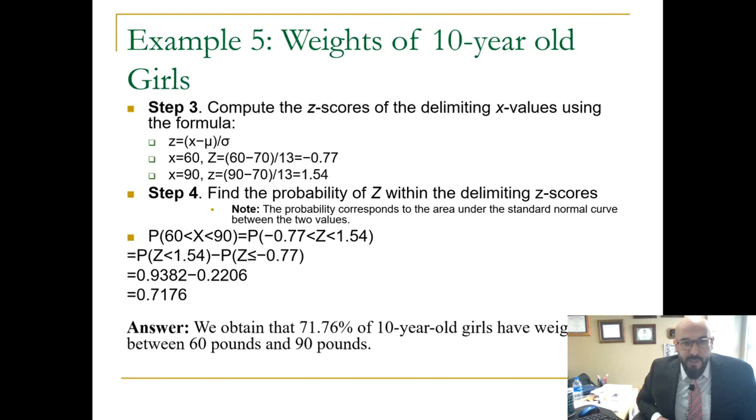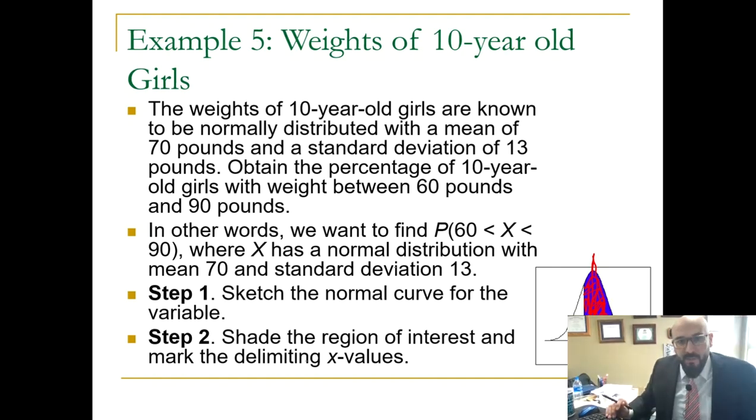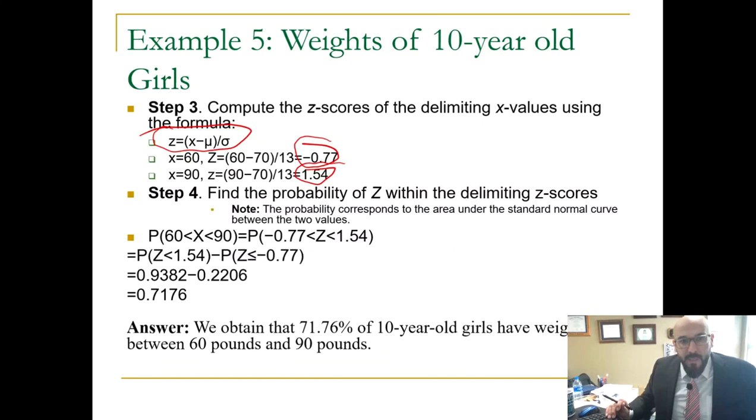Now we have to find the probability for 1.54 and minus 0.77. If we know the area under here, and we know the area under here, we could subtract these from each other to find the area between them. Let me go into the table, to see if I can find the table here, just to show you.